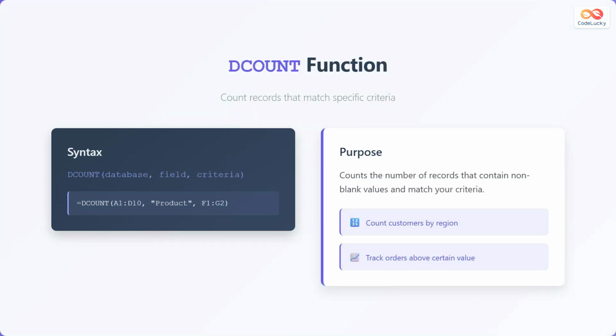The DCOUNT function counts the number of records that contain non-blank values and match your criteria. The syntax for DCOUNT is DCOUNT(database, field, criteria). For example, =DCOUNT(A1:D10, "Product", F1:G2). Use cases for DCOUNT include counting customers by region and tracking orders above a certain value.